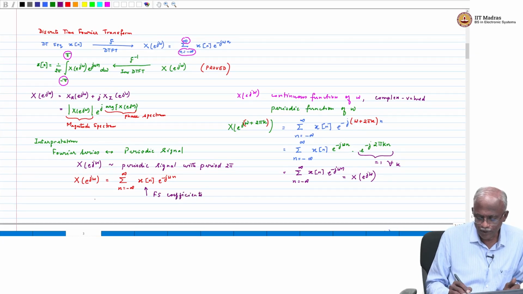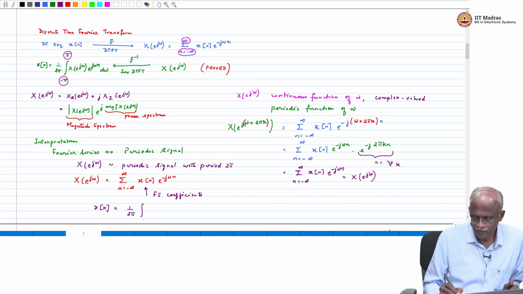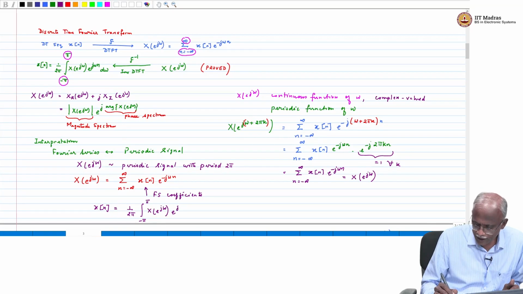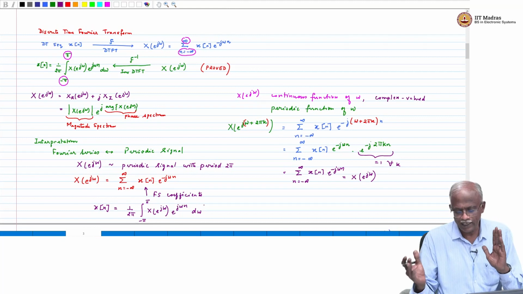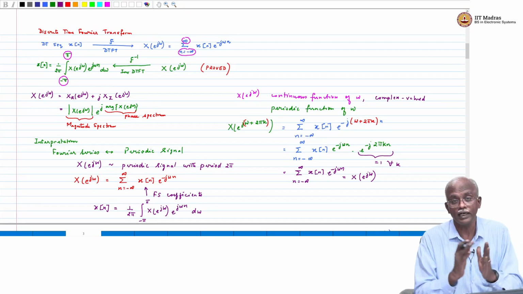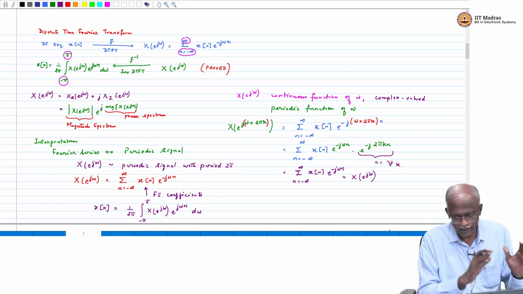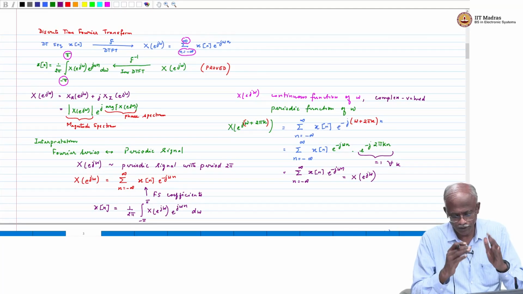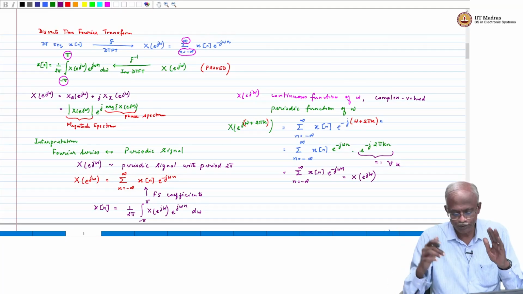Okay, and typically how would you obtain the Fourier series coefficients? You would do 1 over 2 pi integral over one period, minus pi to pi, of the periodic signal Xe of j omega e power j omega n d omega. So, basically exactly like how you would do for a continuous time Fourier series, we have been able to show that this periodic function Xe of j omega can be written this way.